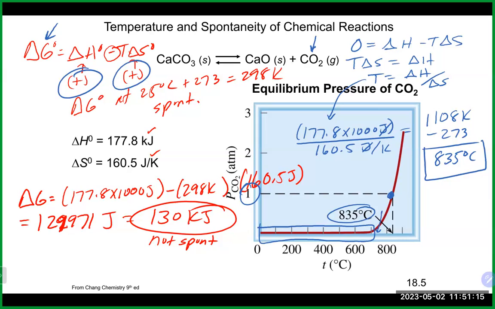So that's usually considered the minimum temperature that you would need to get this reaction to do it. Or obviously, any temperature higher than that should successfully get that reaction to become spontaneous. Any questions on that?